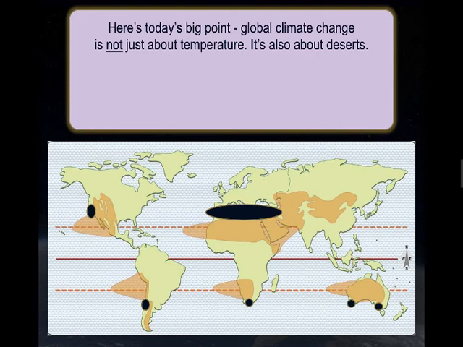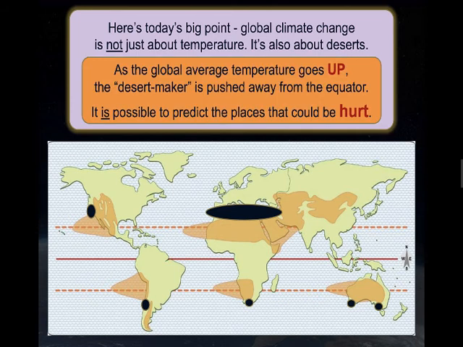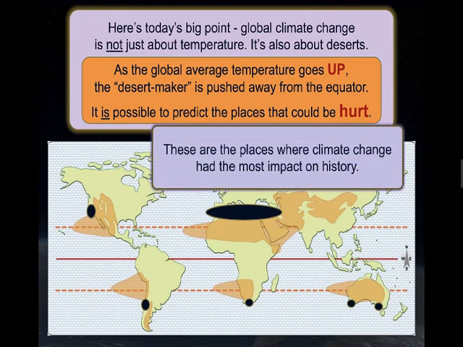Here's the big point from this PowerPoint. Global climate change is not just about temperature. It's also about deserts. If the global average temperature goes up, the desert maker gets pushed farther away from the equator, and it is possible to predict the places that could be hurt. These are the places where climate change had the most important impact on history.